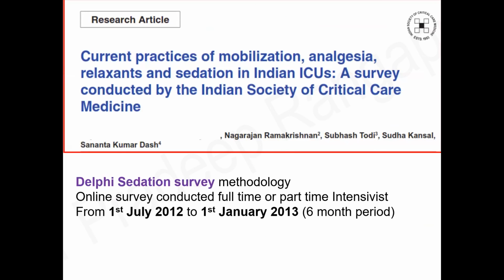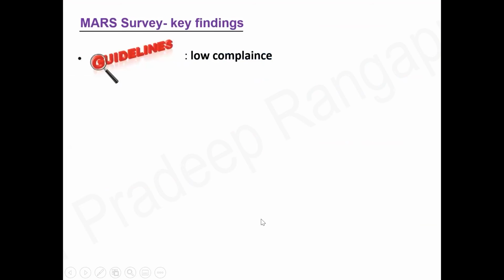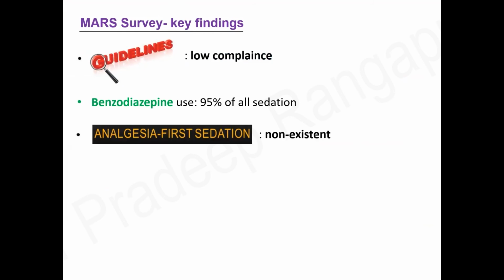So this was an Indian sort of guideline that came. They did a Delphi sedation survey. As you see, Ramakrishnan was involved. It was done from 2012 to January 2013. What they found in this particular survey was that guideline adherence had very low compliance in our country, and benzodiazepine use was very rampant. 95% of all sedation in Indian ICUs happened with benzodiazepine, and analgesia-first sedation was non-existent in India.